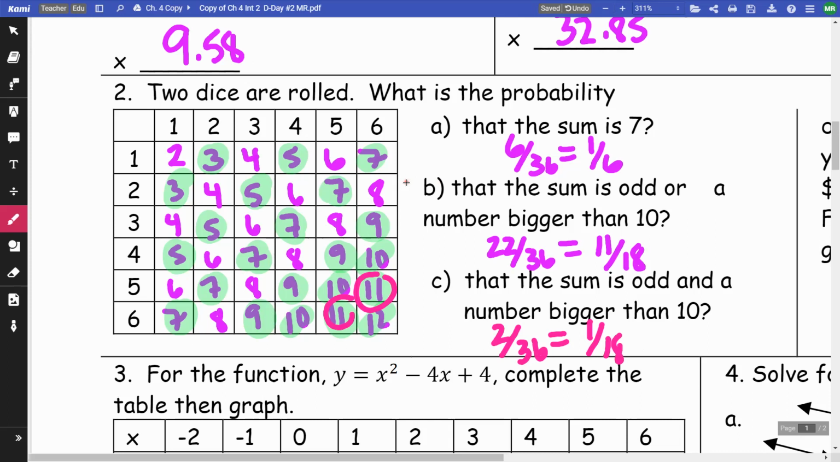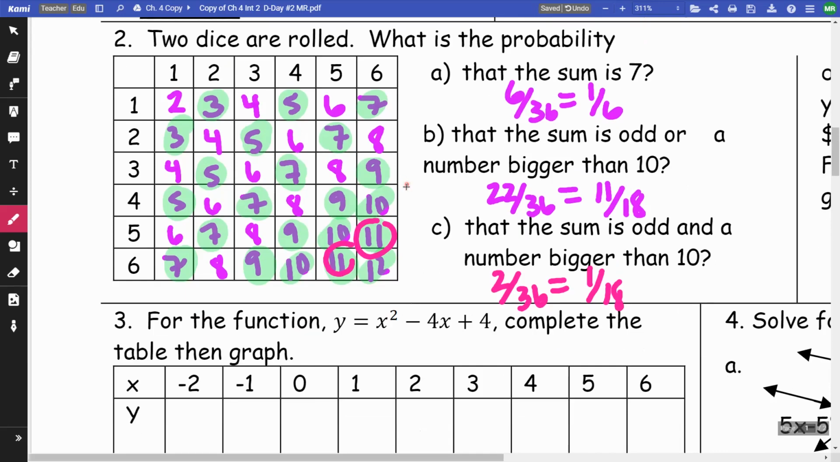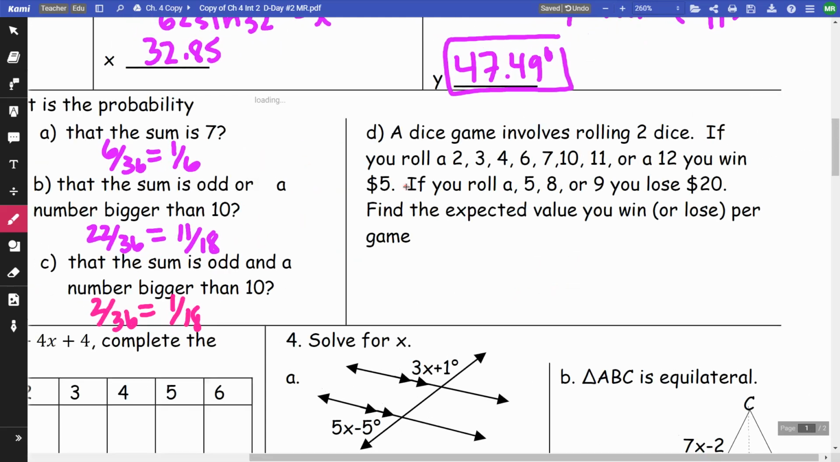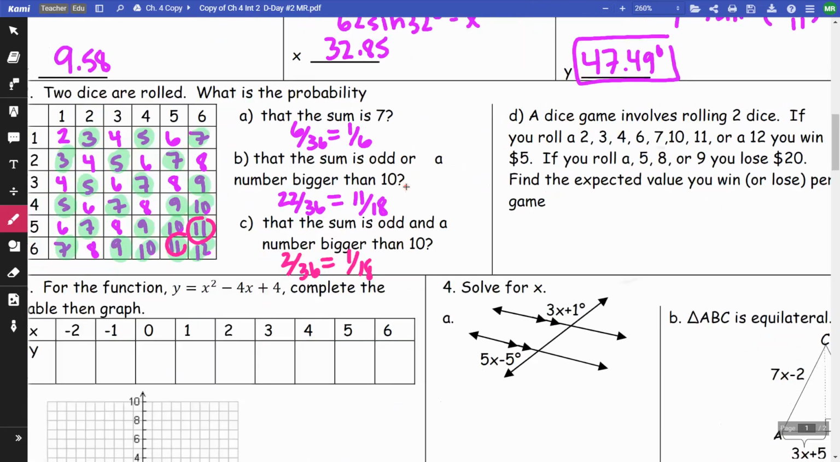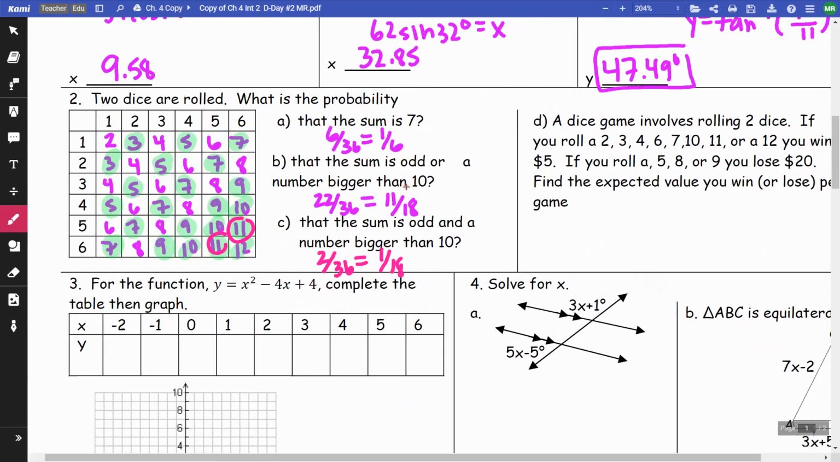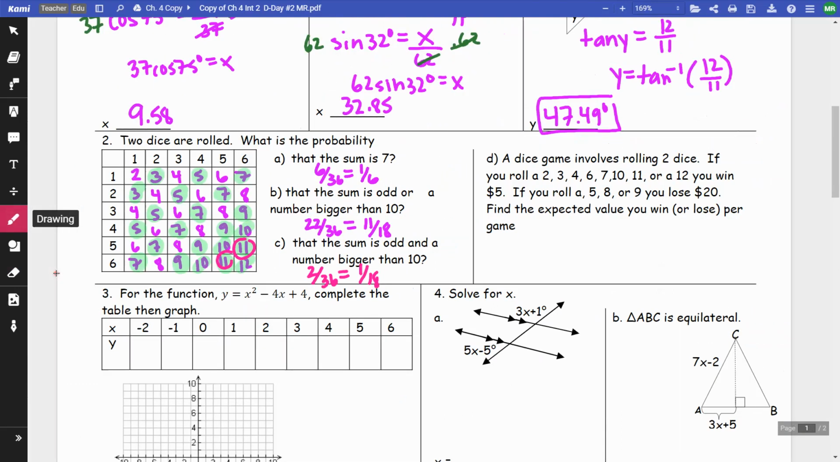On the next one, we are going to be looking at a dice game involves rolling 2 dice. If you roll a 2, a 3, a 4, 6, 7, 10, 11, or 12, you win $5. If you roll a 5, 8, 9, you lose $20. Find the expected value. Okay. So let me do this. I'm going to circle the ones in orange that are a 2, 3, 4, 6, 7, 10, 11, 12.